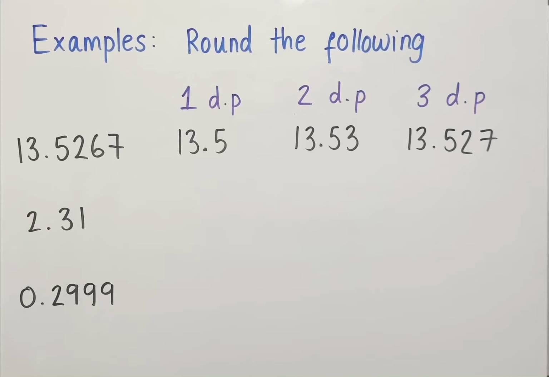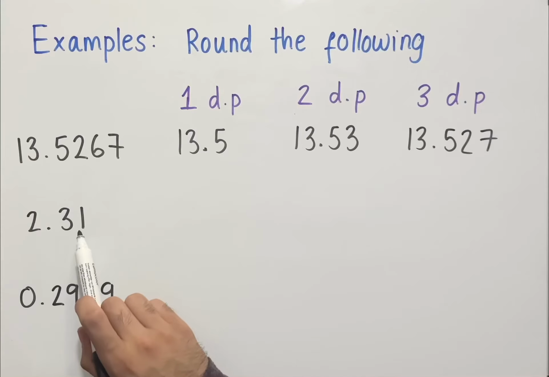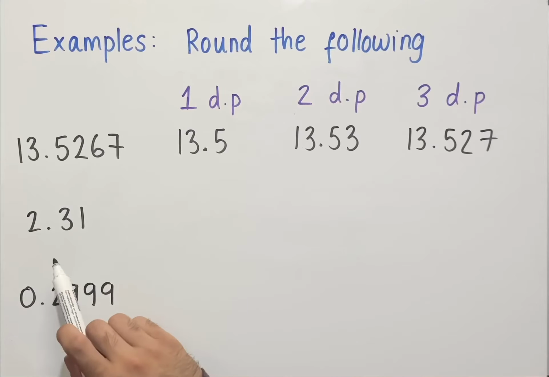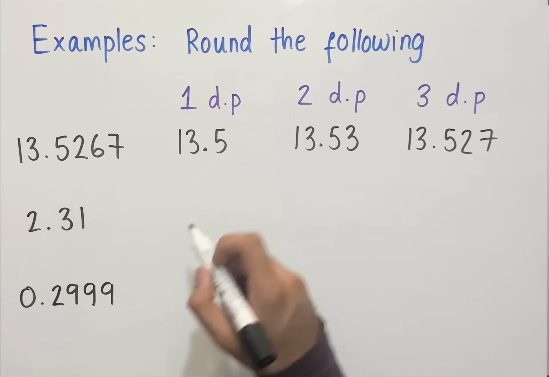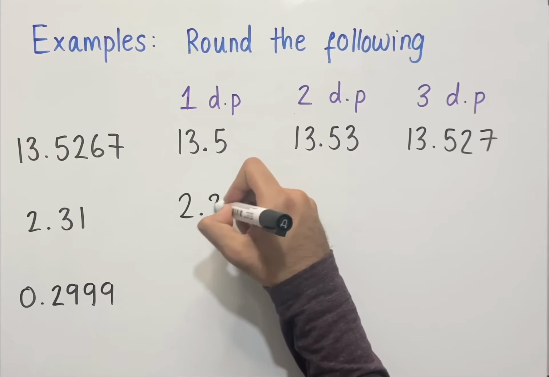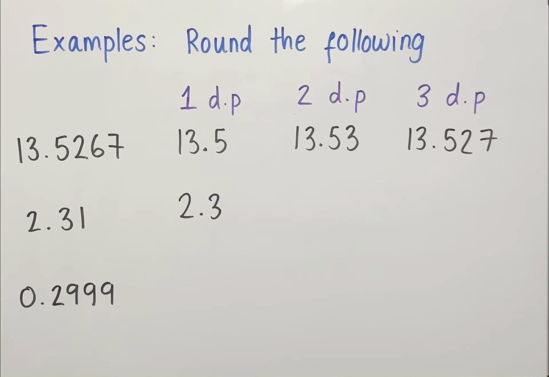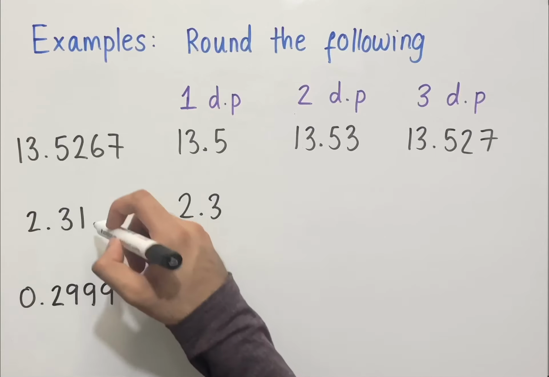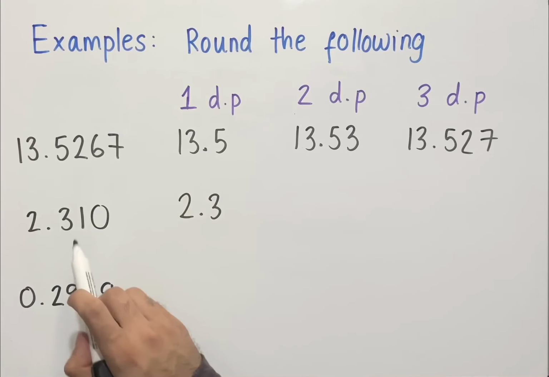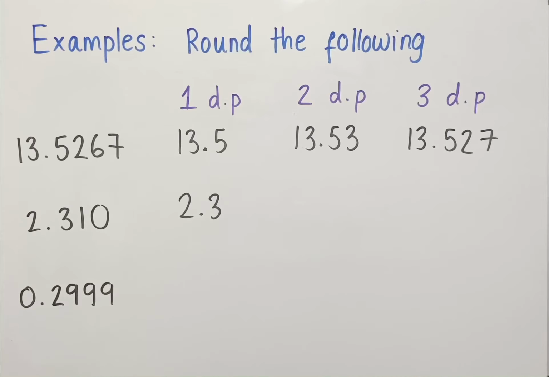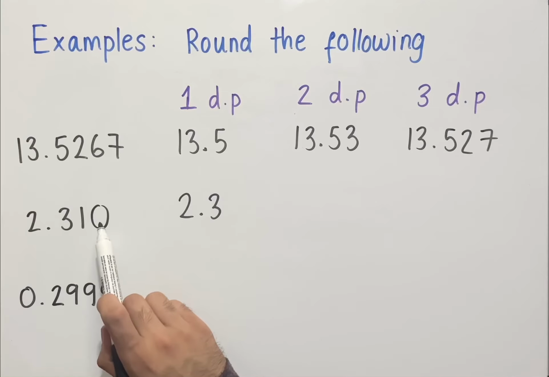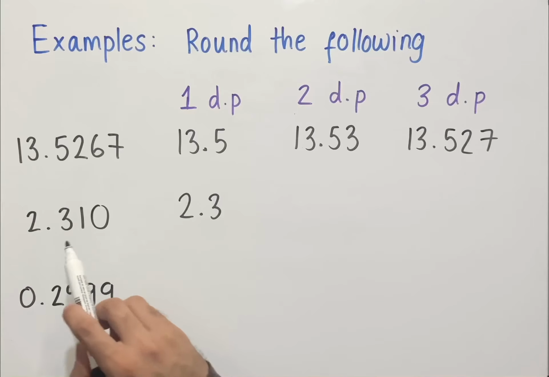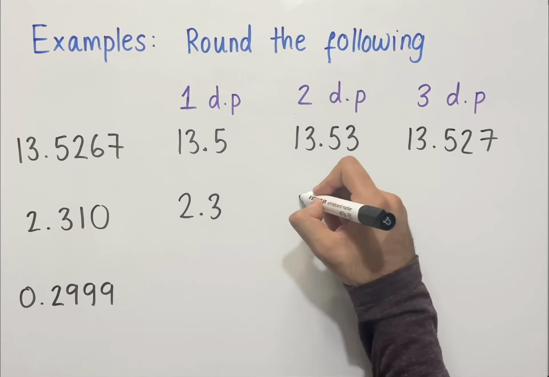The next number is 2.31. So to 1 decimal place, we look at the second decimal place, which is the 1. Since 1 is less than 5, we round down, and so this number becomes 2.3. If we're trying to round this to 2 decimal places, we look at the third decimal place. There is no number here, so we can just add on a 0. That doesn't change the value of this number. And so since 0 is less than 5, we round down. So to 2 decimal places, this number is 2.31.